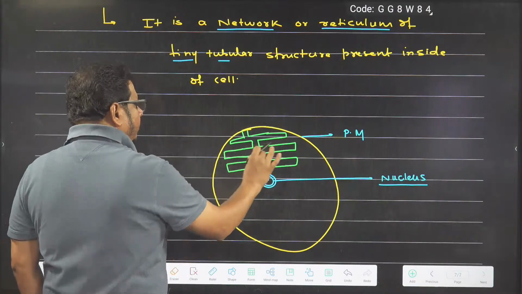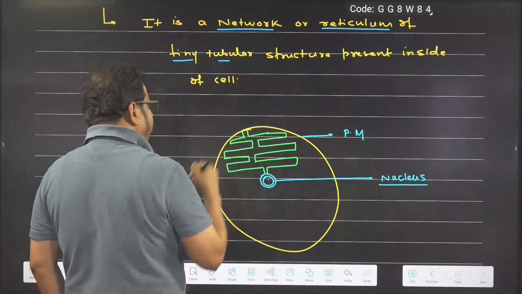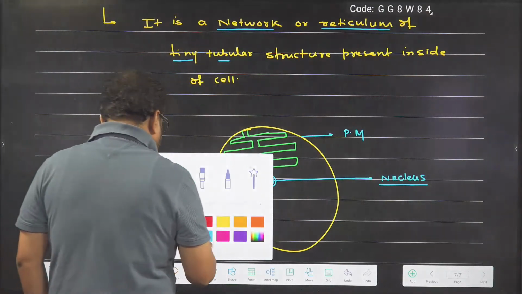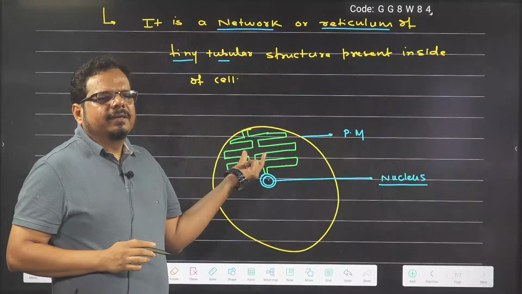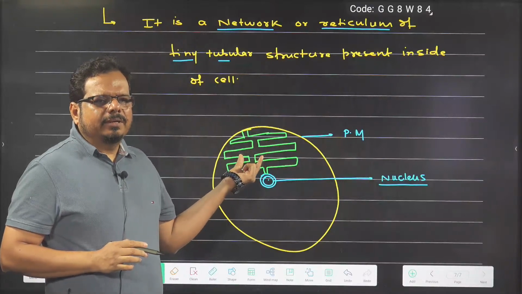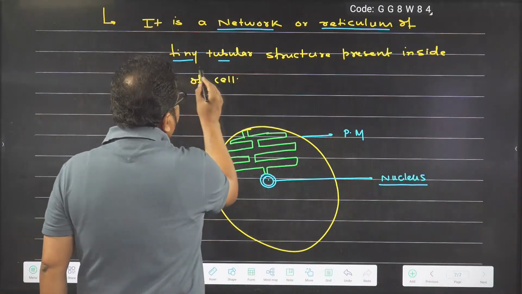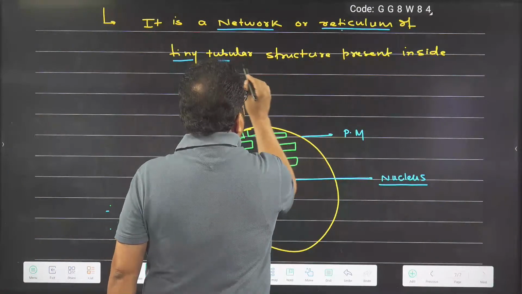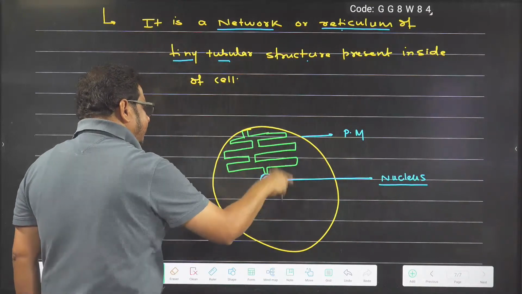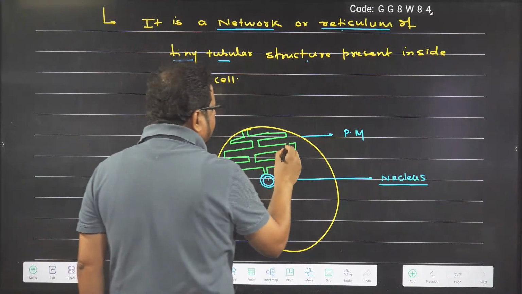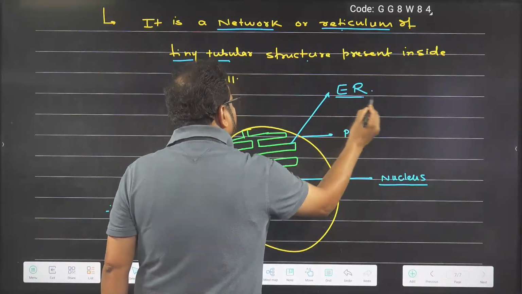So here you just see this green color structure I just made. What is this green color structure? It is looking like a network or reticulum, right? Yes. So this is a network or reticulum of tiny tubular structure present inside the cell. So this structure is called ER.